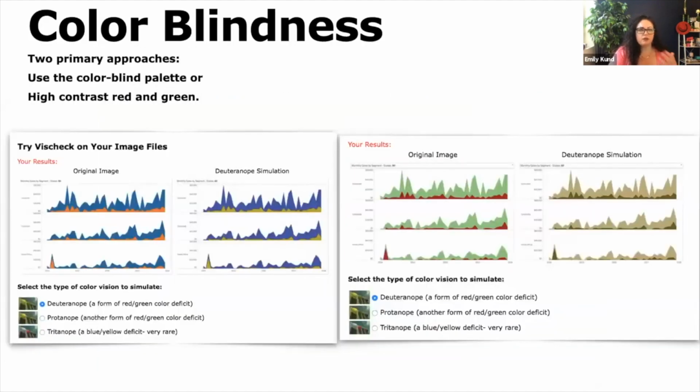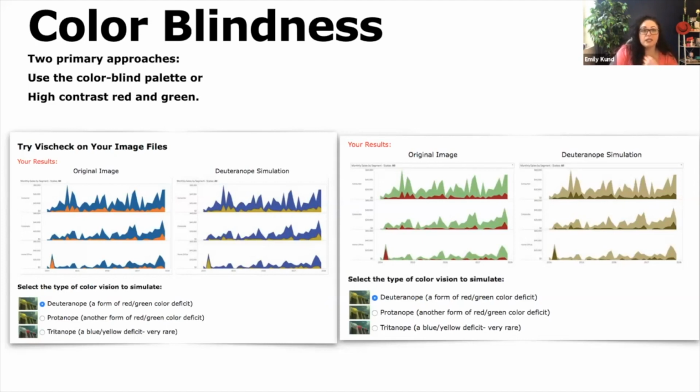So I wanted to run through a few examples of the different types of challenges that people may have when it comes to data visualization. And so we have color blindness here. I think everybody has seen some version of this, where we have 2 primary approaches. We can use a colorblind palette, so that orange and blue, which is built in natively into Tableau, or you can use a high contrast red and green.